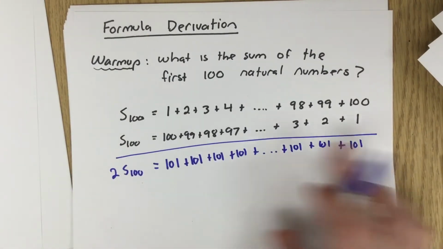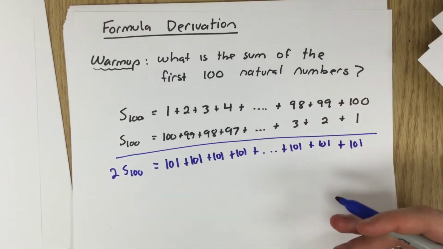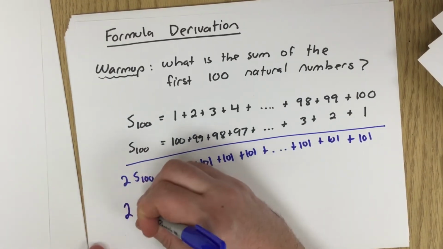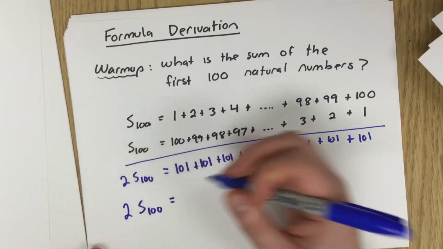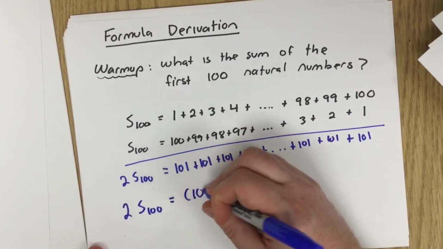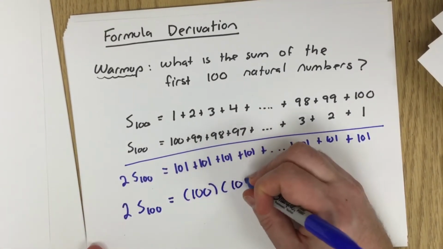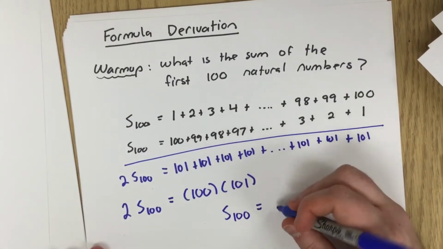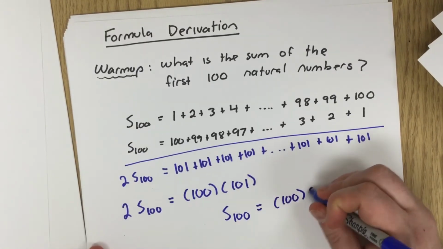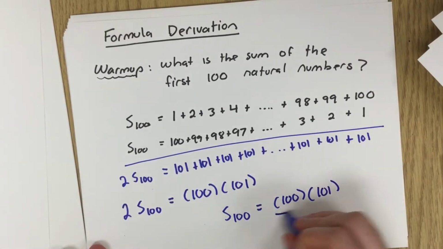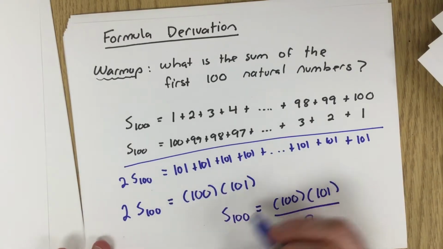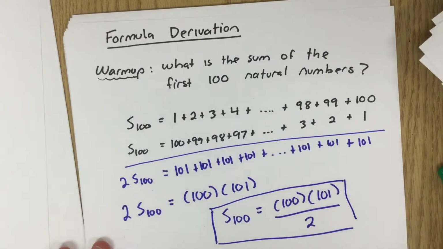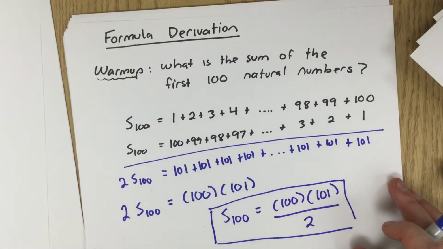Now how many times do we have that? There's 100 numbers, so that's going to add up to 101 100 times. So 2 times the sum of the first 100 numbers is 100 times 101. Or to put it another way, the sum of the first 100 numbers is 100 times 101 divided by 2. I forget what it actually is. It's like 5,050.